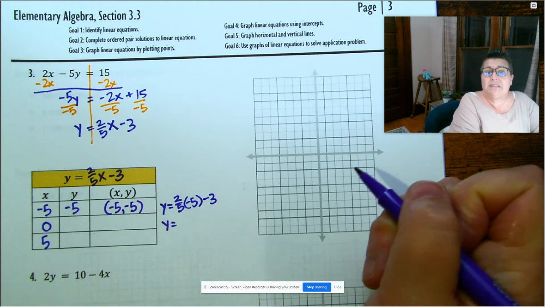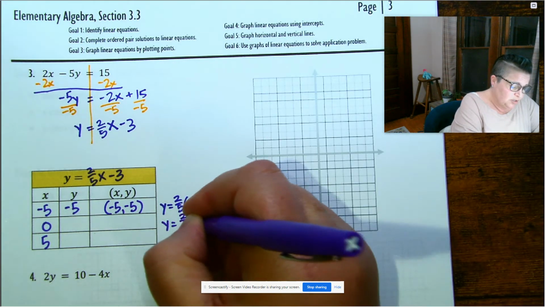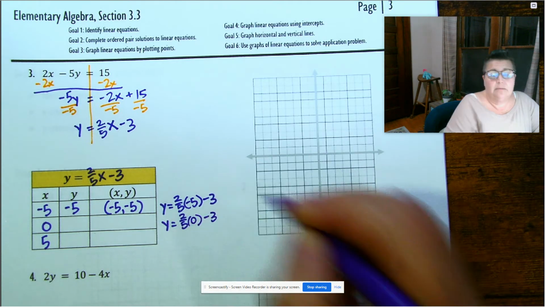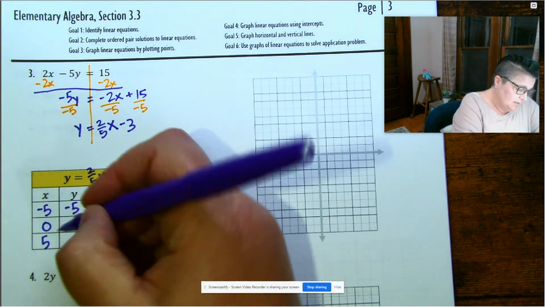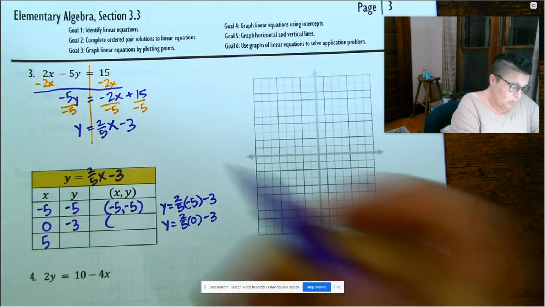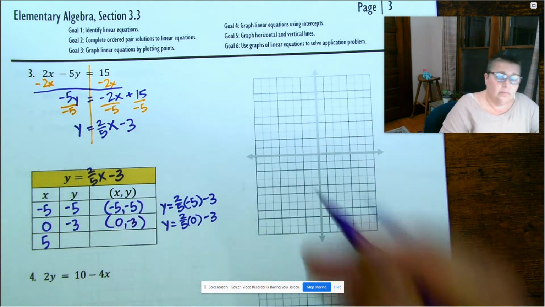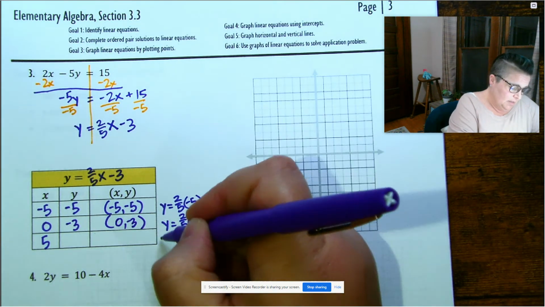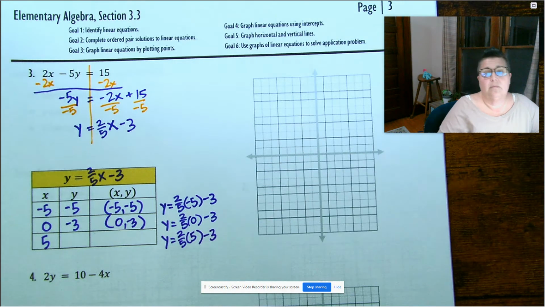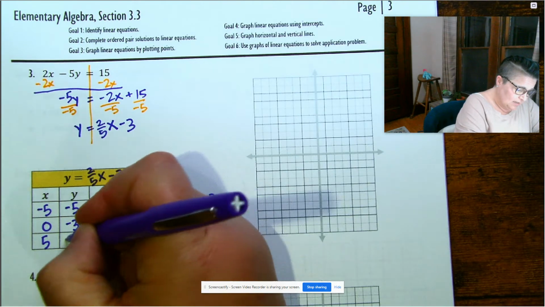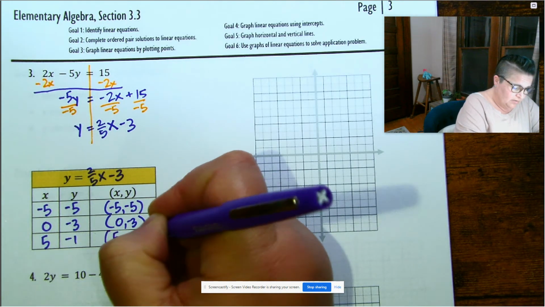The second one puts 0 in for the x. So y is 2/5 of 0 minus 3. 2/5 of 0 is just 0. Anything multiplied by 0 is 0. Minus 3 gives me a negative 3. Gives me a second point to plot at (0, negative 3). My third point is y equals 2/5 of 5 minus 3. 2/5 of 5, that's 2. 2 minus 3 is negative 1. So this is going to be (5, negative 1).